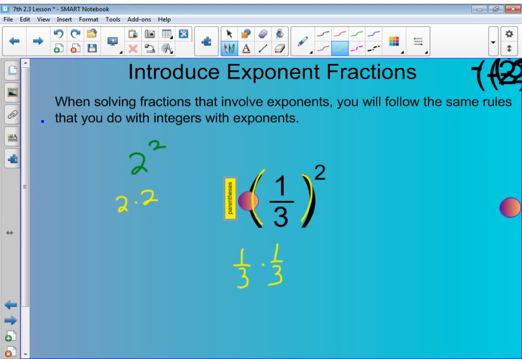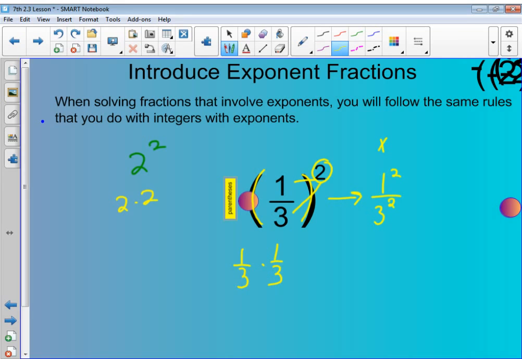The other way you could look at it is you could break it down, if you don't like the whole fraction thing, which really frustrates me. Okay, so you could actually write it out like this. This 2 is going to apply to both the top and the bottom. So I could really write this out like this, 1 squared over 3 squared.